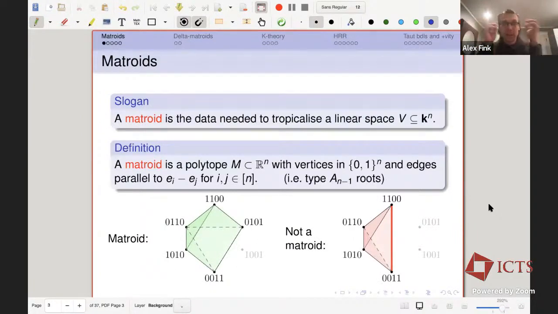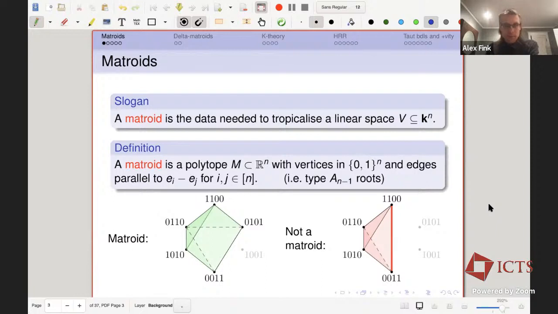Probably a familiar object to many people who think about especially tropical algebraic geometry, because a matroid is the data you need if you have a linear space over a field, say, with the trivial valuation, and you want to compute its tropicalization. That is what I've given as a slogan here. The definition I've given is not the standard one you'll find first in most textbooks, but it's nice for our purposes.